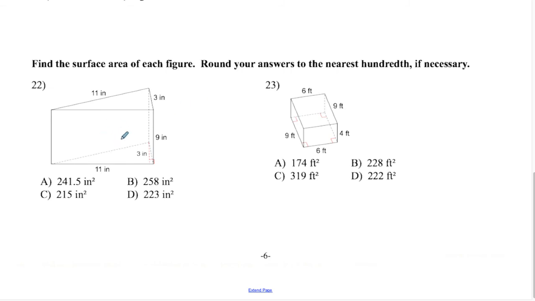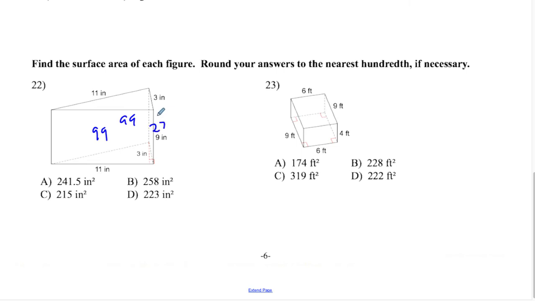To do it, we need to find the surface area of each of these, or the area of each of these faces. So the face closest to me is 11 times 9, which is 99. The face in the back has a length of 11 and again a height of 9. So again, it's also 99. What about this face right here? So that's going to be 3 by 9, which is 27.